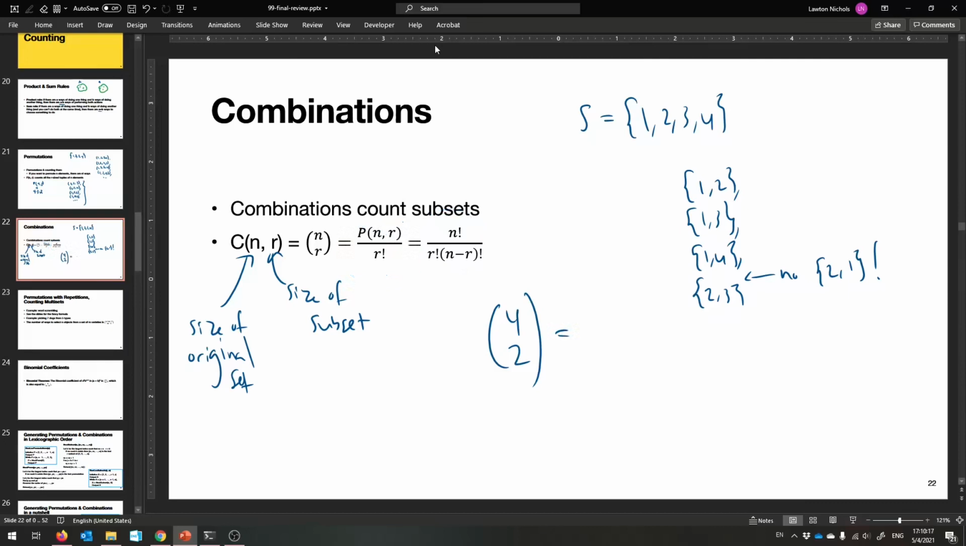It's like, okay, I want to make all the tuples of two things. So there's 4 times 3 of those tuples. And then I don't want to overcount. And so because there's two things, I want to divide by all the different ways of arranging those two things. So 2 factorial, which is just 2 times 1. Okay. So that is 4 choose 2. That's all the different subsets of size 2 of a size 4 set. Okay. That's combinations.